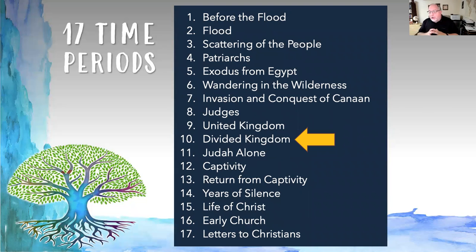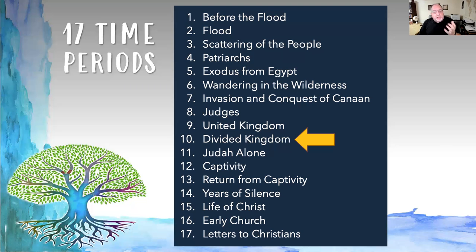Tonight's study, we're going to look at period number 10, the divided kingdom. After the children of Israel have moved into the land and settled in their tribal territories, we have that dark period of Israel's history known as the Judges. And then God reluctantly gives in to their pleas and gives them a king, and we move into the period known as the United Kingdom, the reigns of Saul, David, and Solomon.